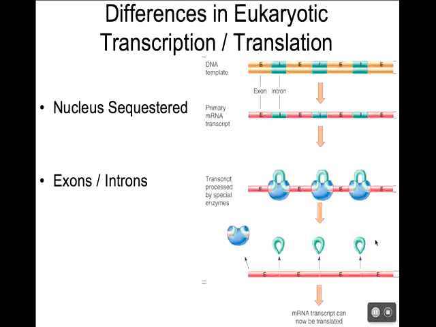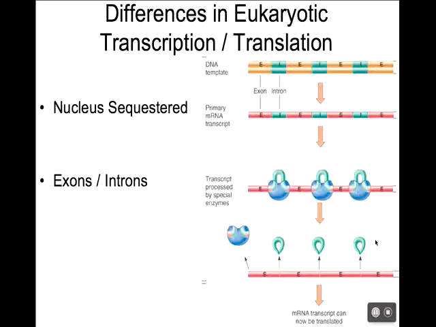Okay? So transcription in a eukaryote happens in the nucleus. Translation happens in the cytoplasm. So in a eukaryote, transcription happens in the nucleus, translation happens in the cytoplasm. For a prokaryote, both transcription and translation happen in the cytoplasm. Therefore, the two can happen together in a prokaryote, but cannot happen together in a eukaryote because of this difference in areas.